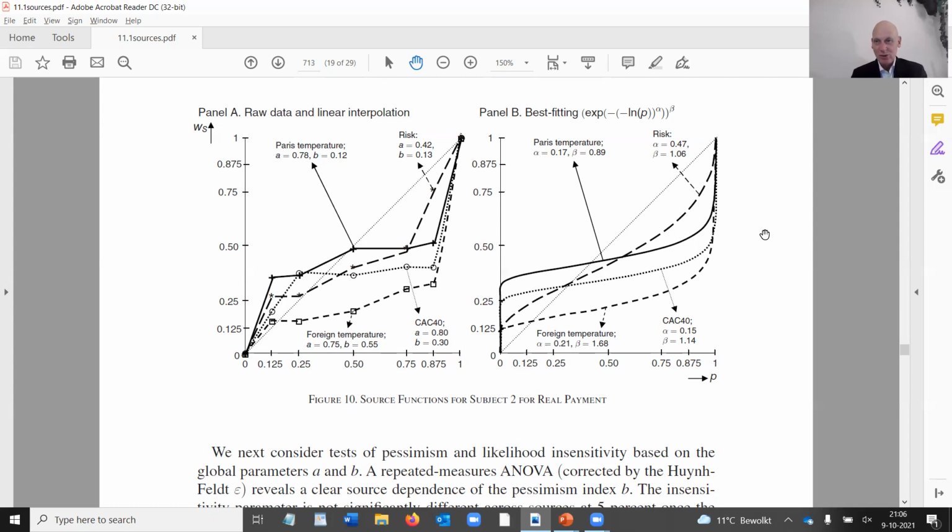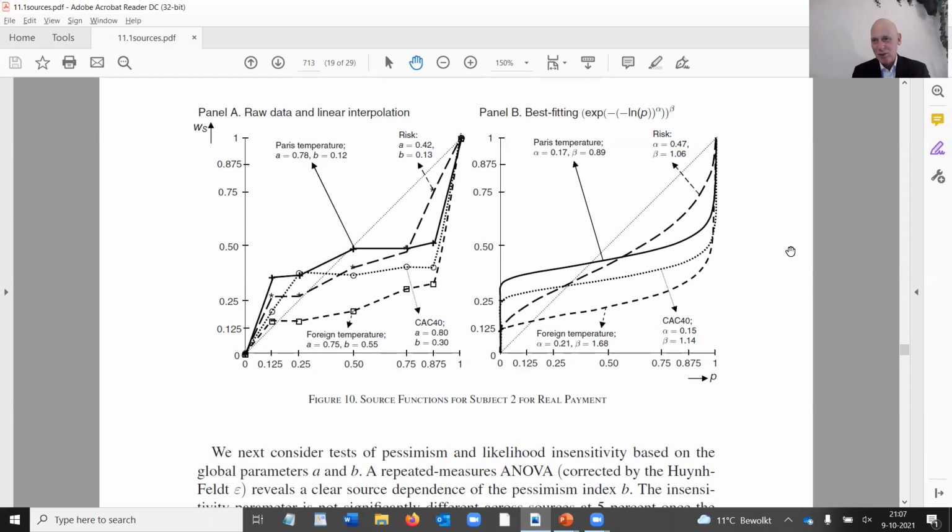We can also look at source preference. That's how high or low the curves are, how much there is liking or disliking. And then we see foreign temperature. This person much dislikes foreign temperature, doesn't like to gamble on foreign temperature, has source dispreference for it. For instance, Paris temperature is always above the curve. This person has systematic source preference for Paris temperature over foreign temperature. Keep in mind that this is a source preference, a kind of deviation from expected utility, which maybe a rational person would not exhibit.